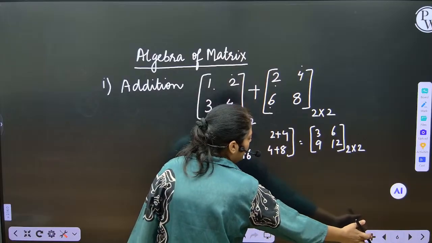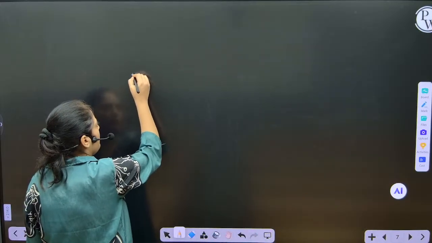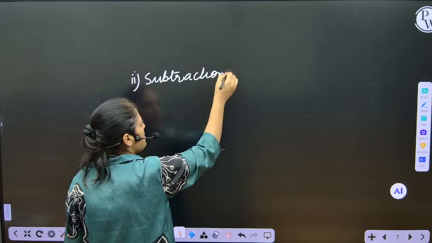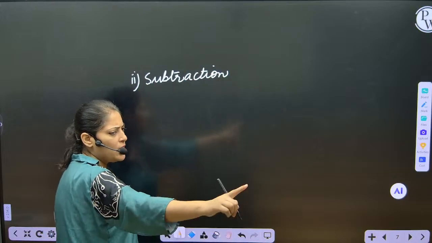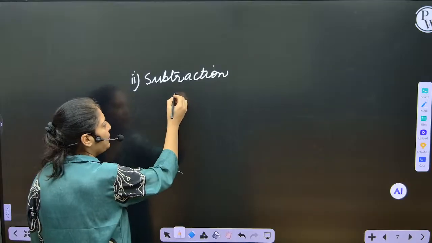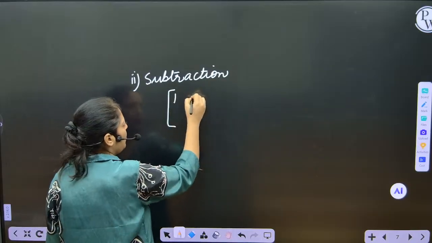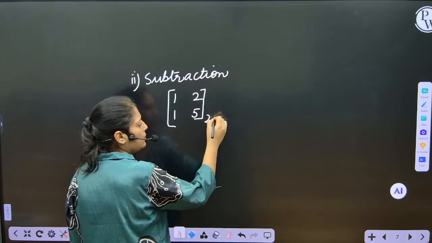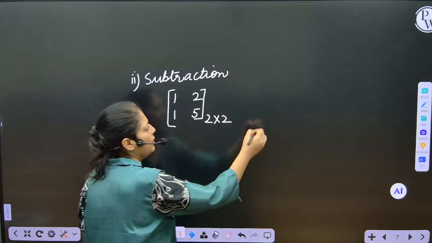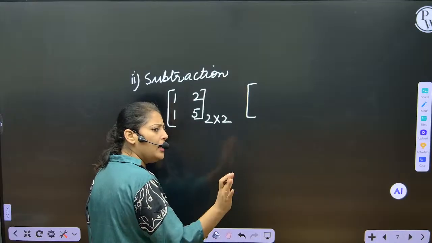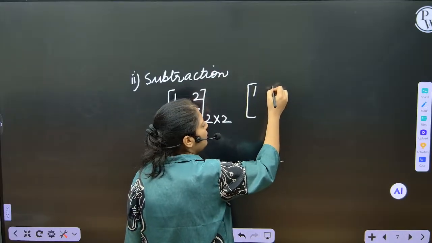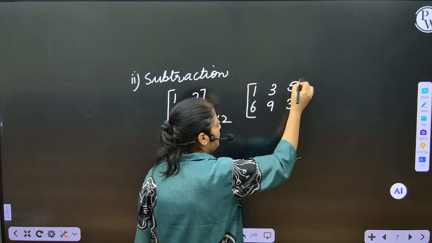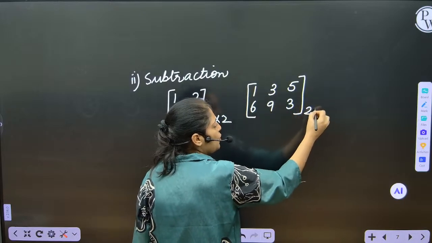Next, similarly, I'll do subtraction. Subtraction, simply the same thing. Order should be the same. Corresponding elements we have to subtract. Suppose I am taking a matrix 1, 2, 1, 5. Order is what? 2 cross 2. Okay, I'll take one example: 1, 3, 5, 6, 9, 3. Order is how many rows? 2 rows, 3 columns.